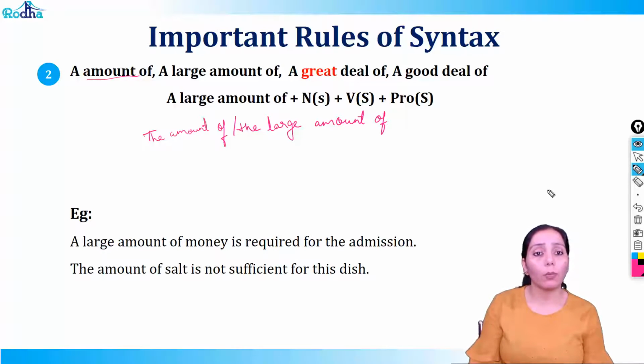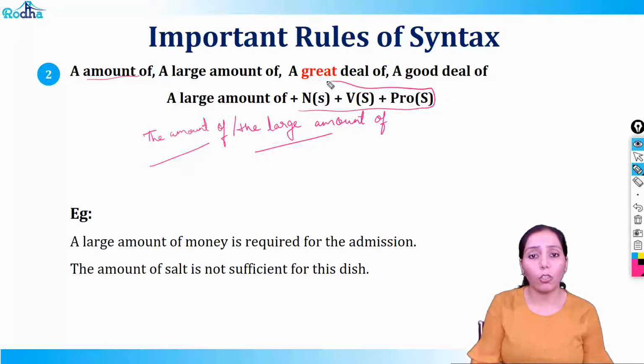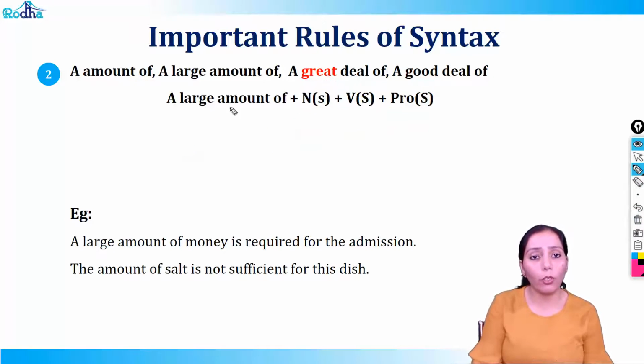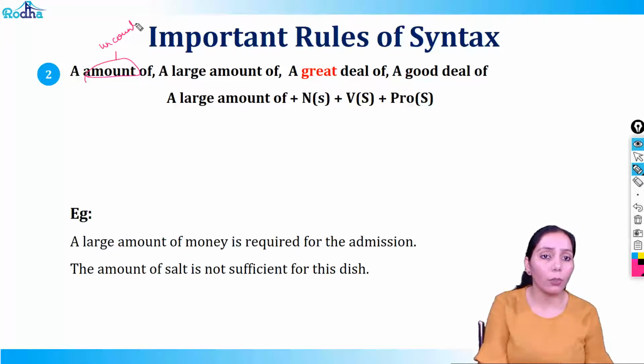Amount means the quantity which cannot be measured. So with all these cases, whether it is "a large amount of" or "the amount of", the noun should remain singular, the verb should remain singular, and the further pronoun should also remain singular. Why? Because amount is uncountable. Always remember, amount is uncountable. We have done this earlier also. In our second slide I told you, uncountable nouns always remain singular. So let's see the question on this basis.